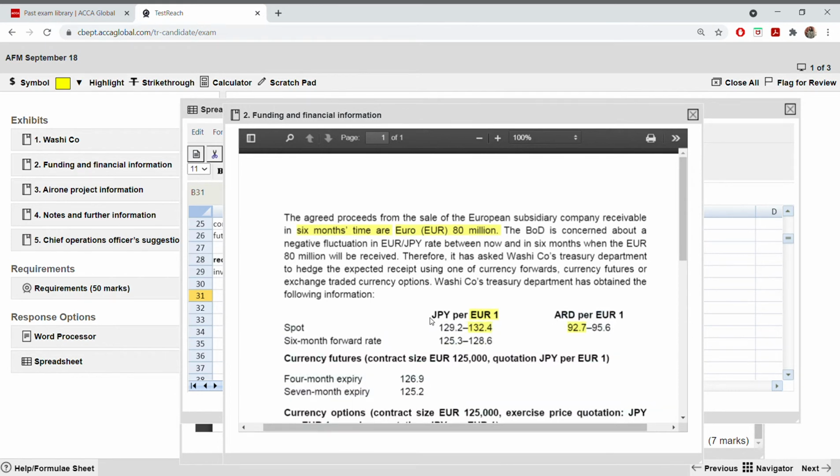So you have Japanese yen at the moment, so you have to sell that Japanese yen and buy euro. You will be buying euro at a higher rate. Can you understand the logic now? Why 132.4? You are buying euro at a higher rate. Select that number. Then here you are selling that euro to get ARD. You are selling at a lower rate. That's why 92.7. It's always cross reference, not on the same line. So this and this, and this and this. It will go like that.